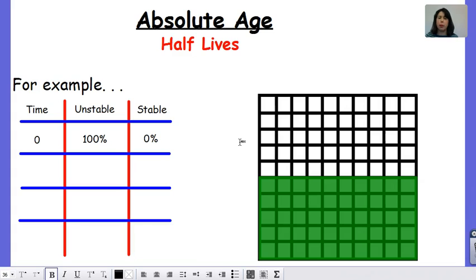How old would this sample be if 50% is stable and 50% is unstable? Well, it would be 5,700 years, because that's how much time it would take for half of it to break down. All right, so in 5,700 years, 50% would be unstable or radioactive, and 50% would be stable or decayed. So 50% decayed, 50% undecayed. This represents one half-life.